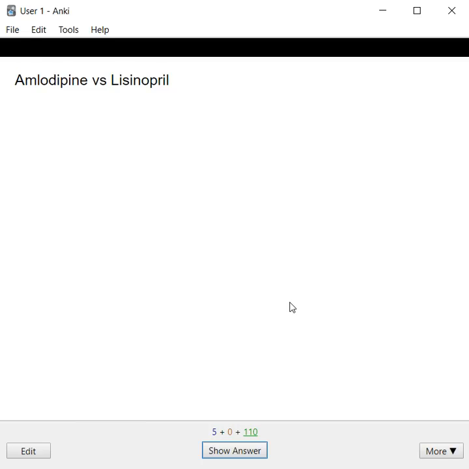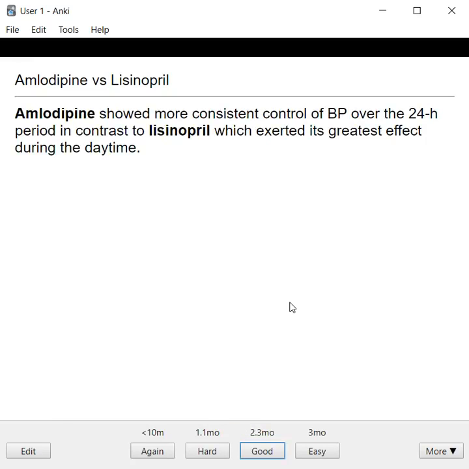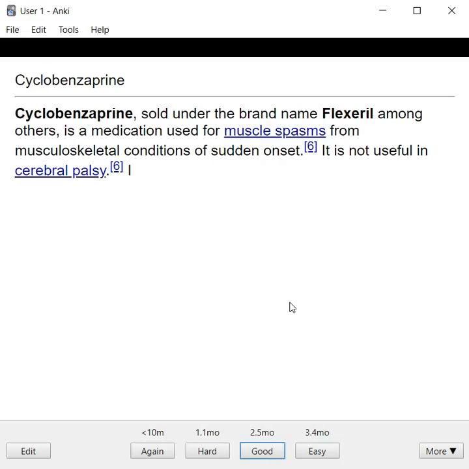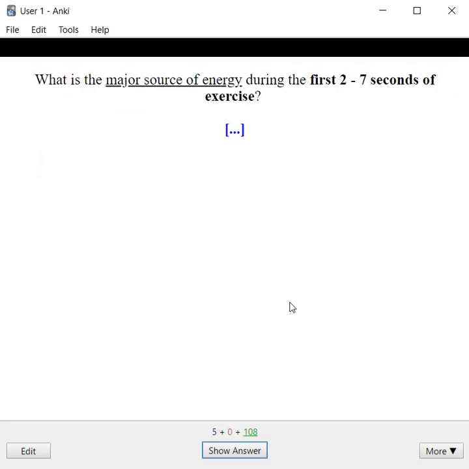Amlodipine versus lisinopril. Remember that amlodipine showed more consistent control of blood pressure over a 24-hour period, in contrast to lisinopril, which exerted its greatest effect during the daytime. Cyclobenzaprine, what is it used for? Muscle spasms from musculoskeletal conditions of sudden onset. What is the major source of energy during the first 2 to 7 seconds of exercise?